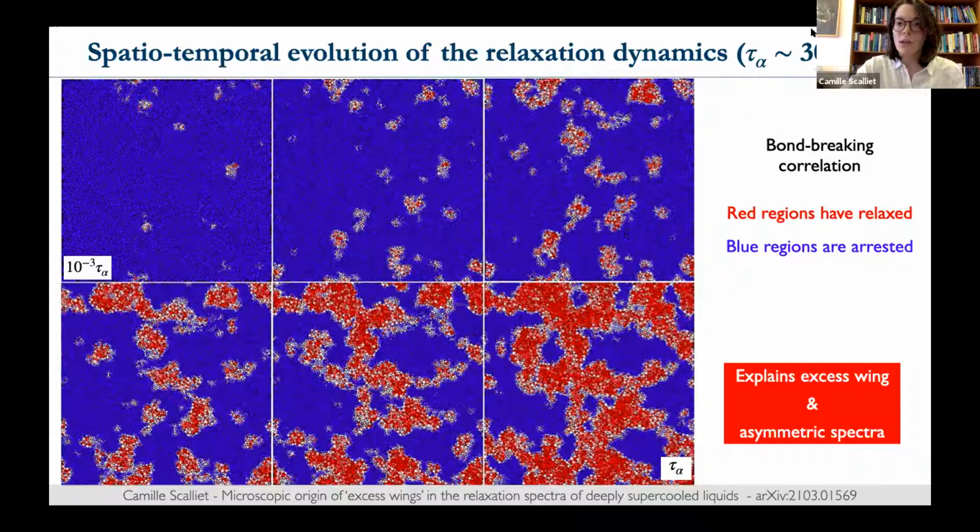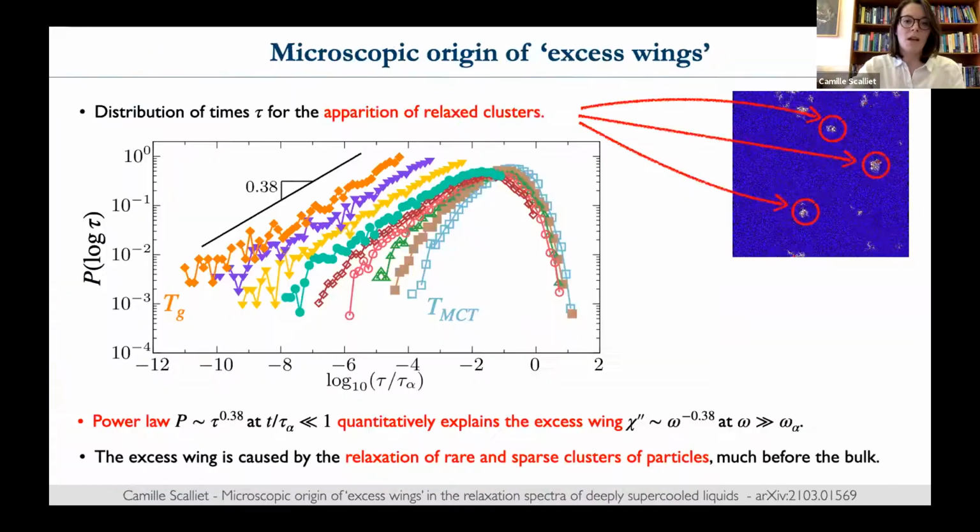Just to give you an idea, these simulations are performed at quite low temperatures, so their relaxation time is around 30 milliseconds, which is quite low for simulations. And at much lower temperature, we still see close to Tg these initial relaxed clusters, and they become increasingly sharp. So to begin, let's focus on these early times at which the excess swing is observed.